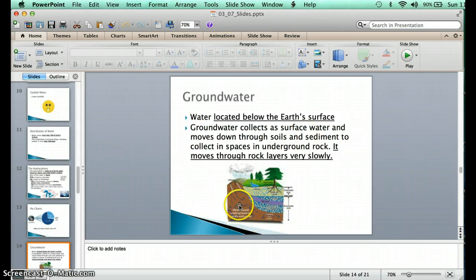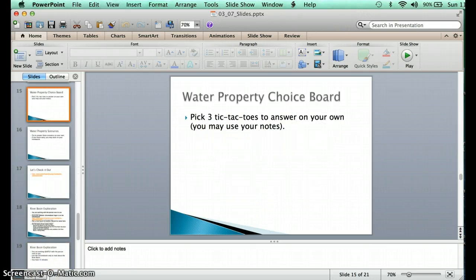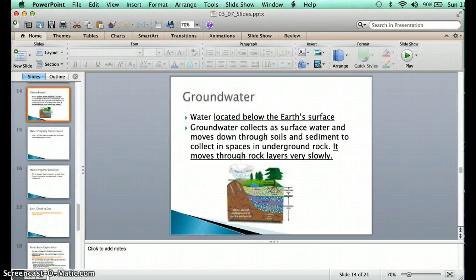Okay, so usually it's in underground rock. You can see in this picture, it's this water within the rock, and it kind of moves through the rock layers very slowly. And we can use pumps to kind of get that water out and then filter it to use for drinking water. Okay, so those were your notes for how our water is distributed on Earth.